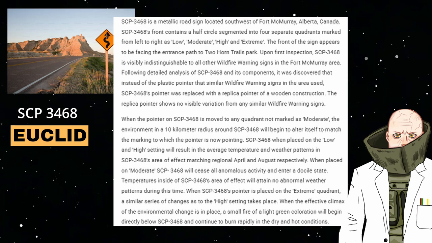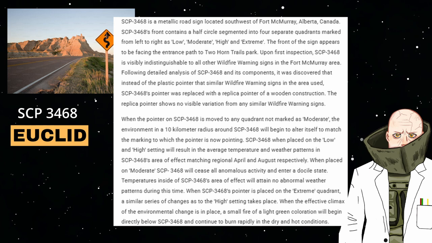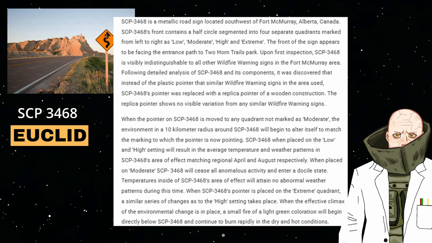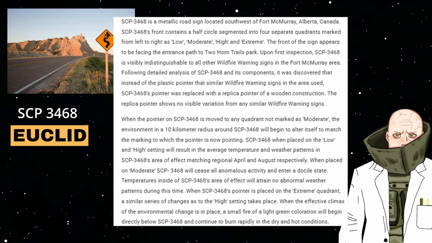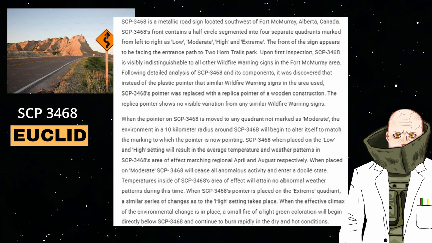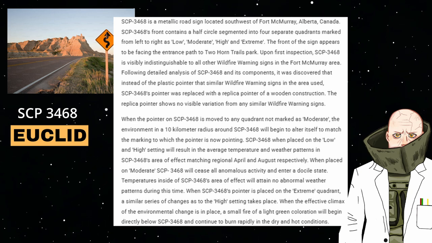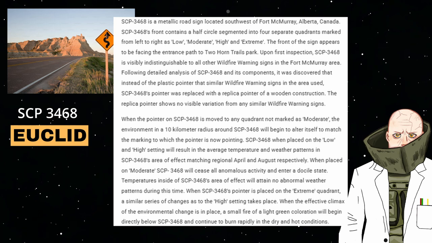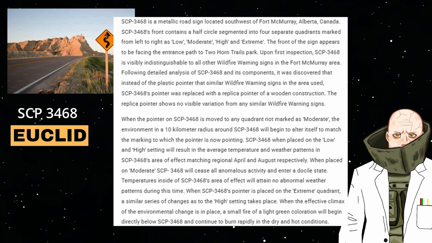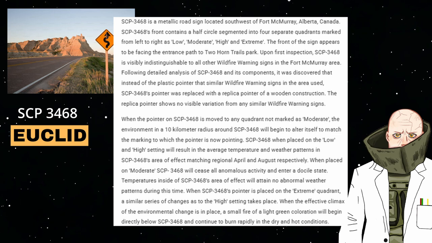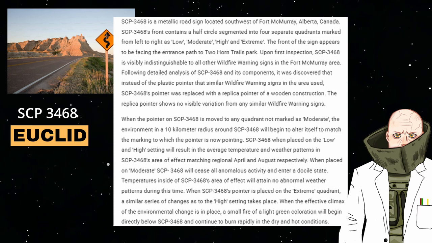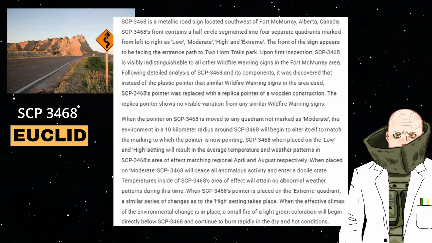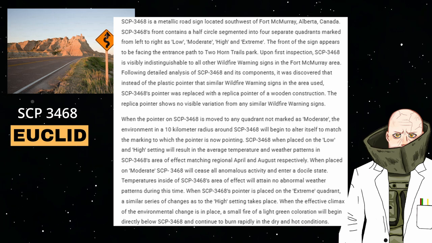3468, when placed on the low and high setting, will result in average temperature and weather patterns in 3468's area of effect matching regional April and August respectively. When replaced on moderate, 3468 will cease all anomalous activity and enter a docile state. Temperatures inside of 3468's area of effect will attain no abnormal weather patterns during this time. When 3468's pointer is placed on the extreme quadrant, a similar series of changes as to the high setting take place.